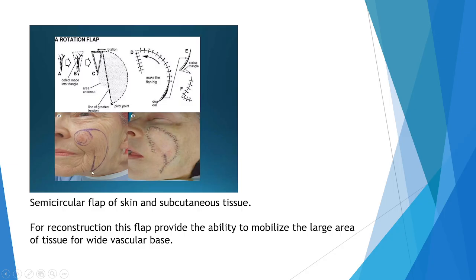A semicircular flap of skin and subcutaneous tissue. For the reconstruction, this flap provides the ability to mobilize a large area of tissue to widen the vascular base. That's why the rotational flap is done. So it is basically a technique.